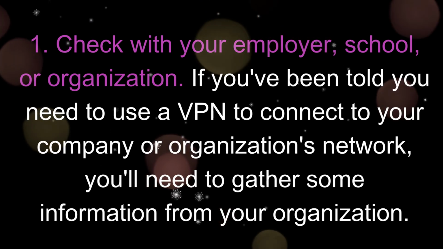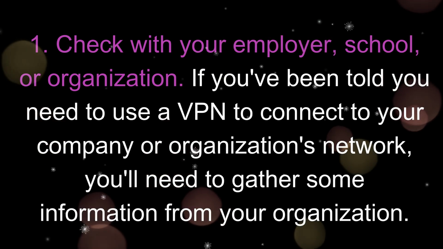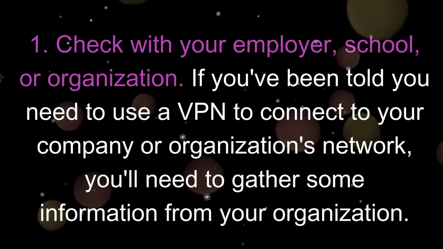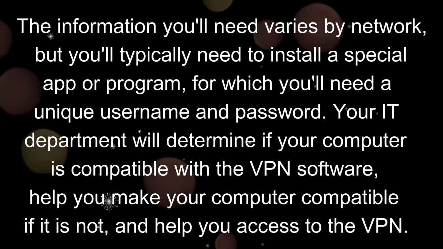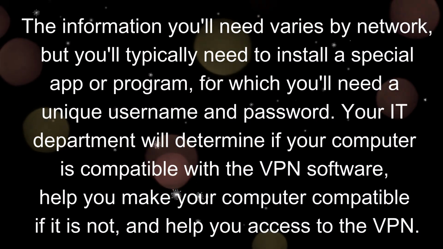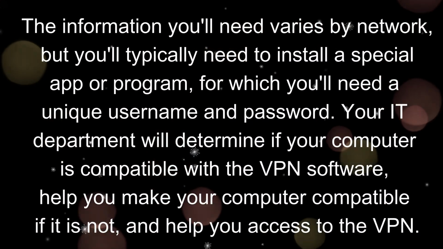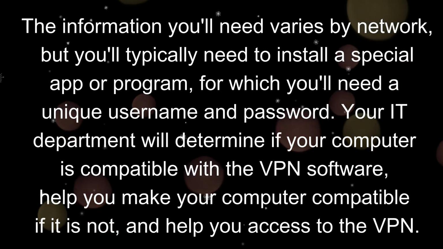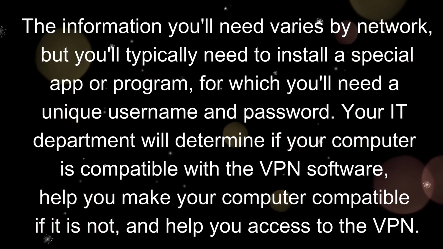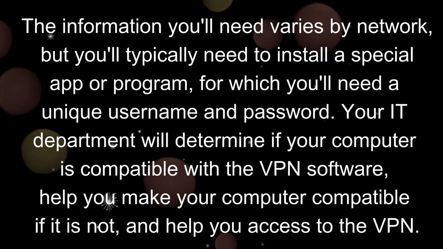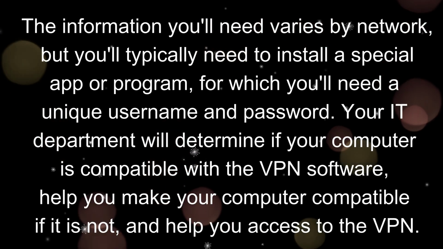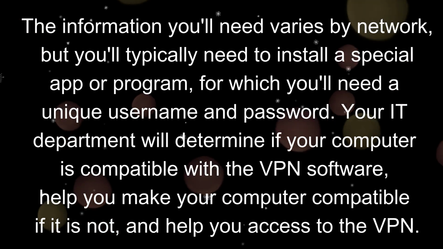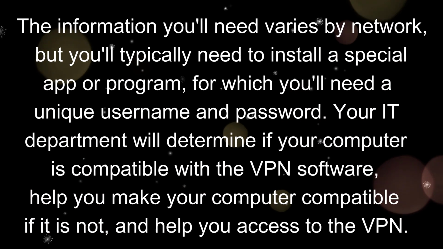If you've been told you need to use a VPN to connect to your company or organization's network, you'll need to gather some information from your organization. The information you'll need varies by network, but you'll typically need to install a special app or program, for which you'll need a unique username and password. Your IT department will determine if your computer is compatible with the VPN software, help you make your computer compatible if it is not, and help you access the VPN.